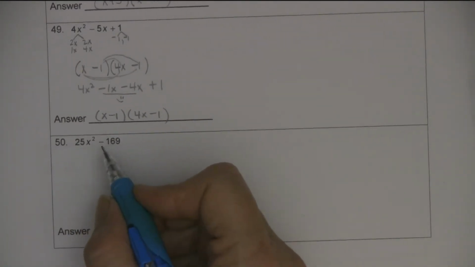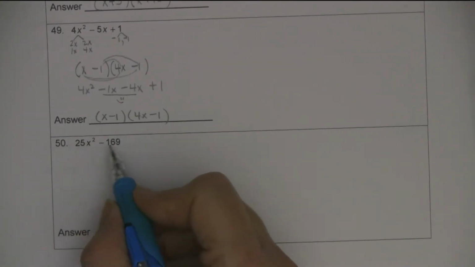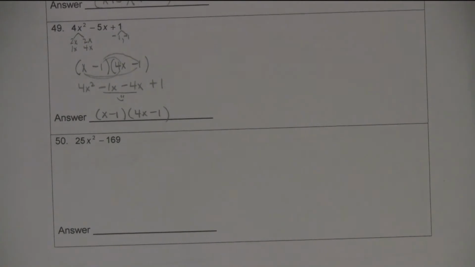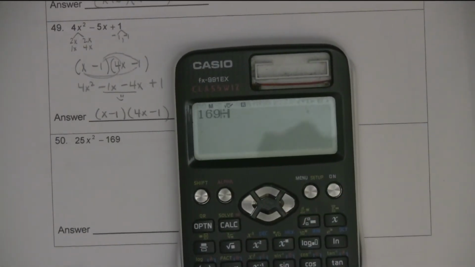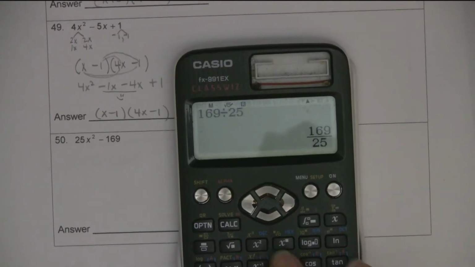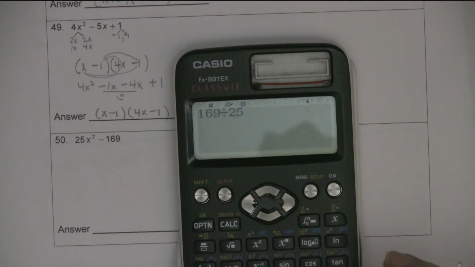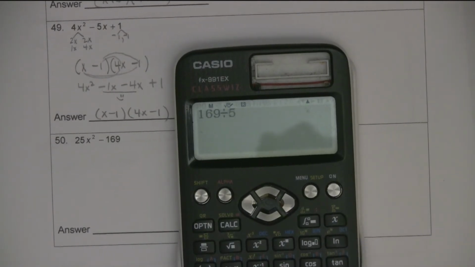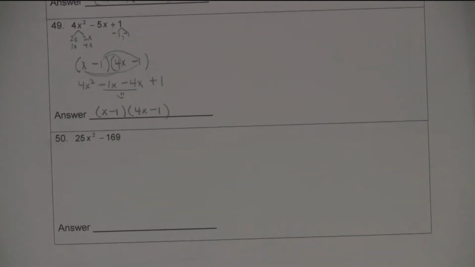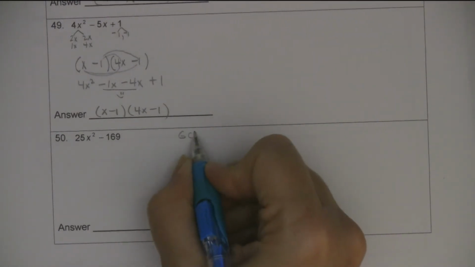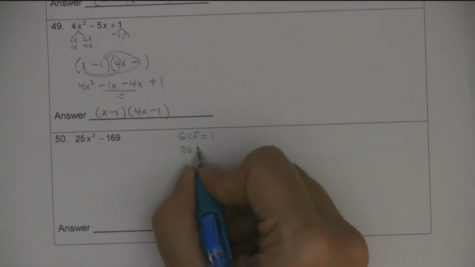And so I say to myself, well, is there a greatest common factor? And this number is 25. And 25 doesn't divide evenly into 169, and if you don't believe me, you can do it on your calculator. 169 divided by 25, it doesn't go. The only thing that divides evenly into 25 is 5, besides 1. And 1 goes into everything. Well, 5 doesn't go into 169 either. So the greatest common factor is 1. That means do nothing.